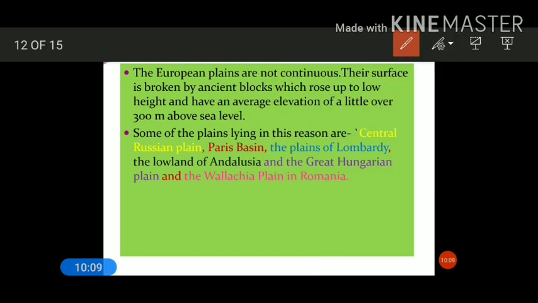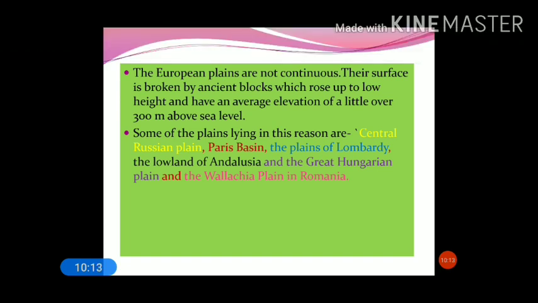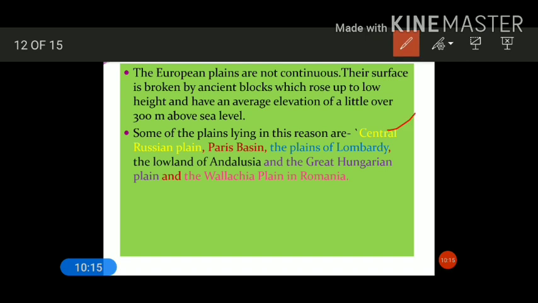Some of the plains lying in this region, especially, are the Russian plain. It's important to note: the Great Central Russian Plain, Paris Plain, Plain of Lombardy, lowland of Andalusia, the Great Hungarian Plain, and the Wallachia Plains in Romania. These are the important plains that lie in the European plain. All these plains are part of the European plains.